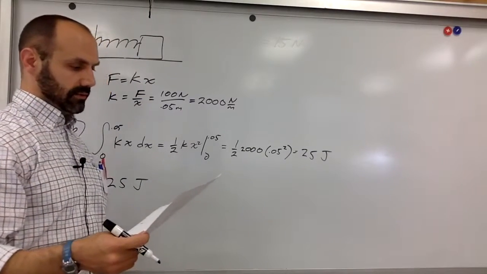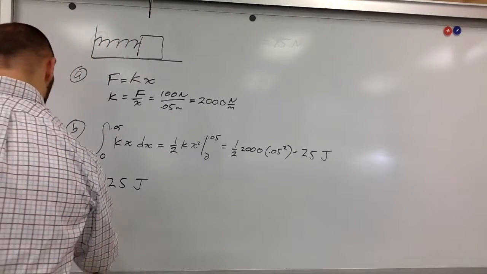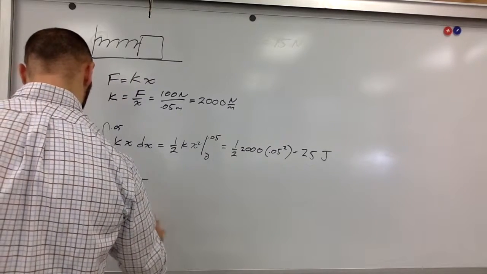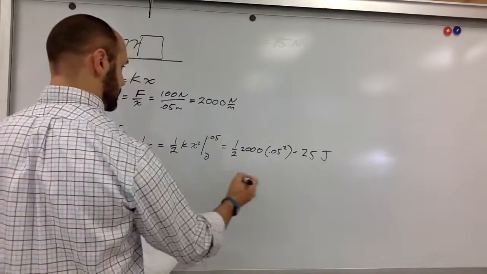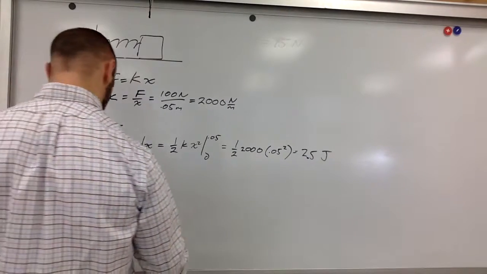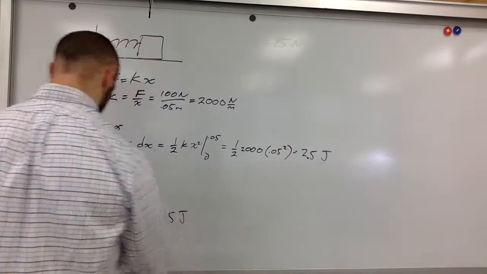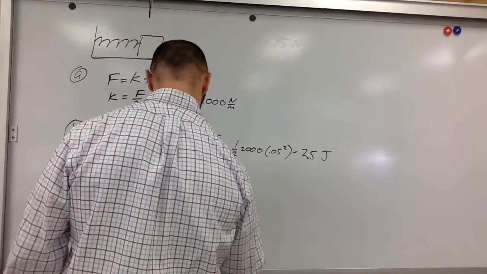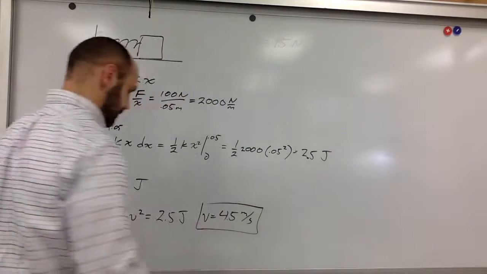And then we want to know when the applied force is removed, what is the speed of the mass as it passes through the equilibrium position? Again, we know this is conservation of energy, so 1/2 mv squared is equal to the work done to get it to that point, which is 2.5 joules. Couldn't read my own writing. Plug in the mass here, which is 0.25, and we get that v is 4.5 meters per second.